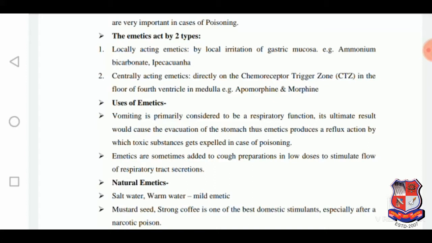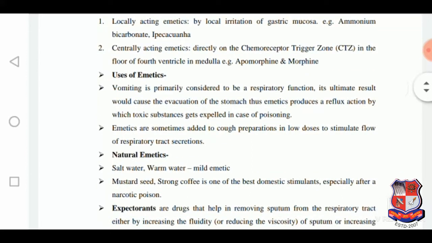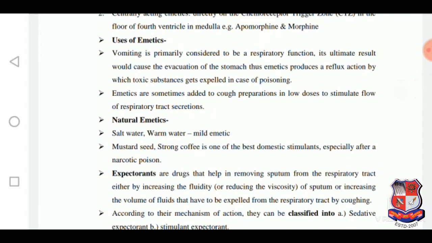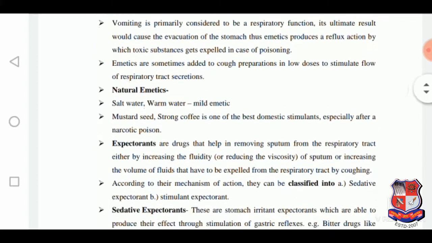Centrally acting emetics act directly on the chemoreceptor trigger zone, the CTZ, in the floor of the fourth ventricle in the medulla. Examples are apomorphine and morphine. Uses of emetics: vomiting is primarily considered to be a protective function, and the ultimate result is evacuation of the stomach. Thus, emetics produce a reflex action by which toxic substances get expelled in the case of poisoning. Emetics are sometimes added to cough preparations in low doses to stimulate the flow of respiratory tract secretions.